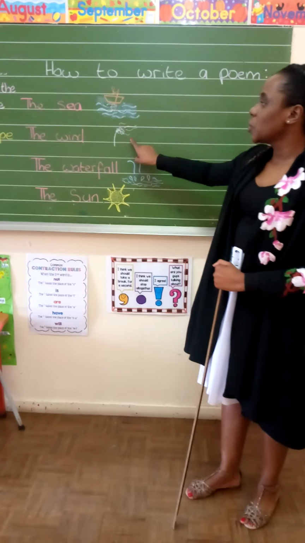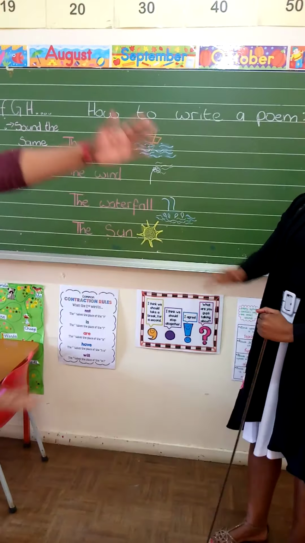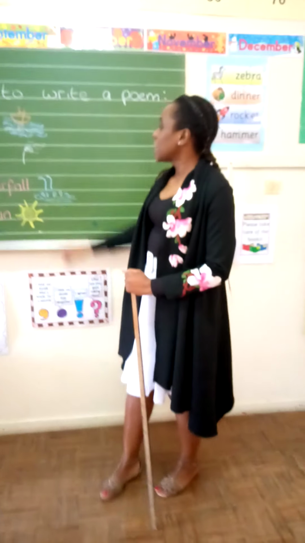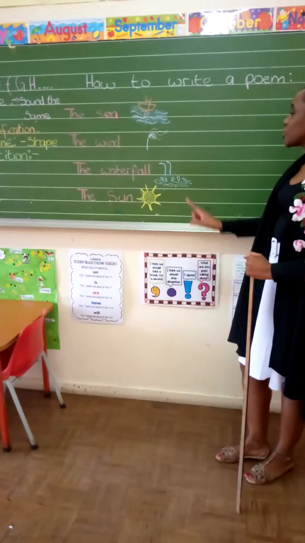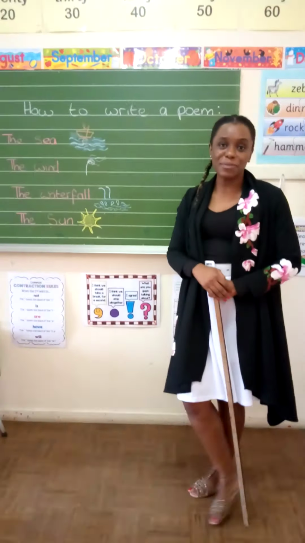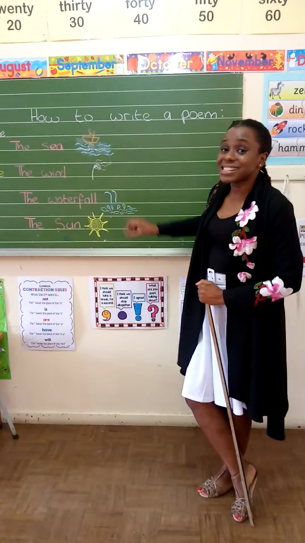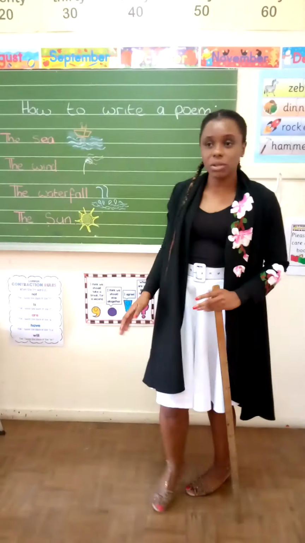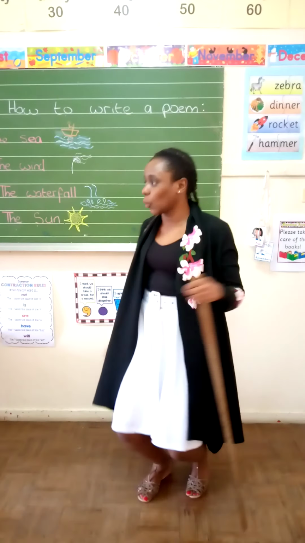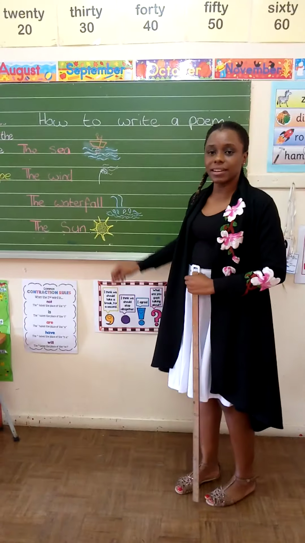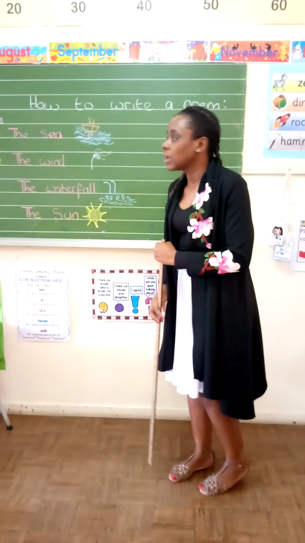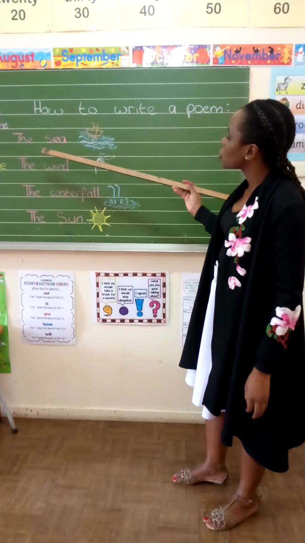The wind. Look at the wind here. Perhaps you could say the wind is as quick as a train. Alright? So, the waterfall. Let's describe the waterfall. What is the waterfall? The waterfall is as loud as a lion. Because when the water is falling down, it goes as loud as a lion. The sun, as bright as the lights. So you're going to write different poems. You can choose one of these.